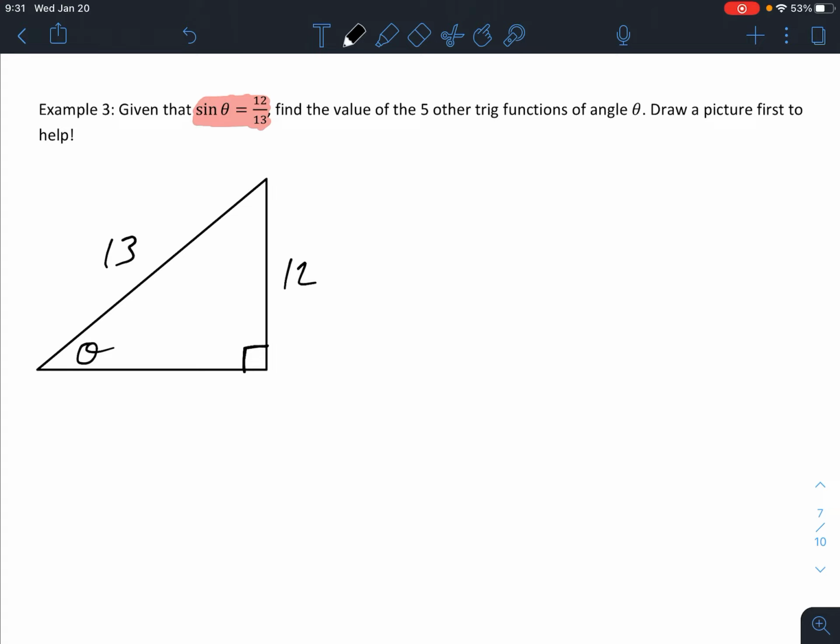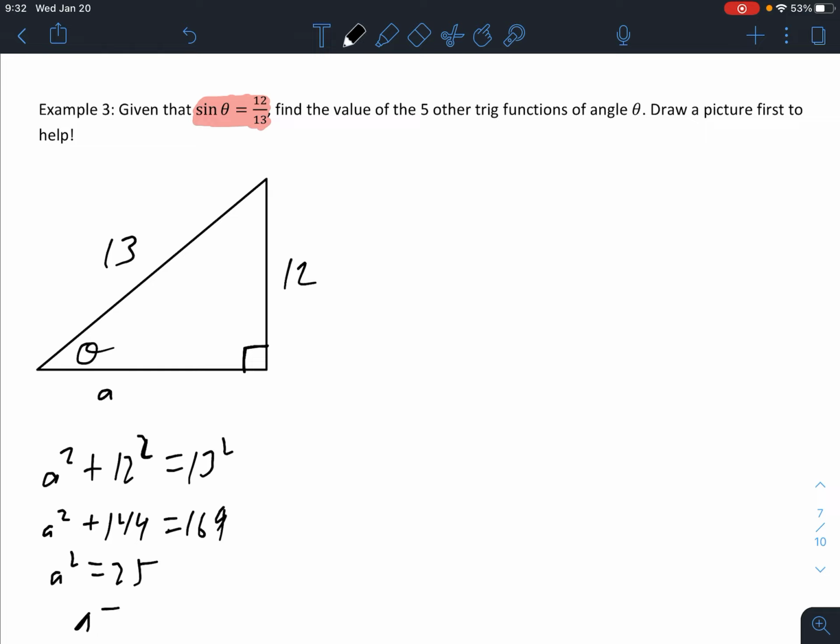Now we can do Pythagorean theorem to get that third part. So I'm just going to call this A. Okay, so we can do a squared plus 12 squared equals 13 squared. A squared plus 144 equals 169. A squared equals 25. So A equals plus or minus 5, but this is the length of a triangle, so it has to be positive. So this third side here must be 5. And now I have my full triangle.